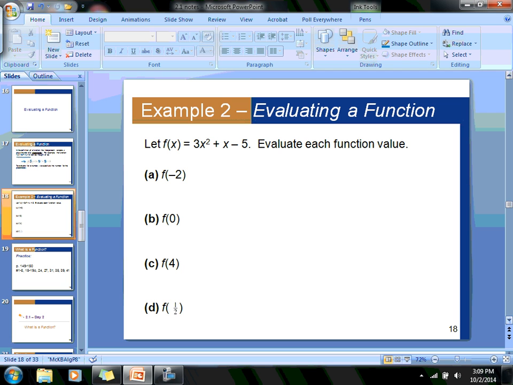Okay, so our last example for today is just to practice evaluating these functions again. So we have 3x squared plus x minus 5 for our function. When I see this notation, f of negative 2, that means I'm going to substitute a negative 2 into my equation wherever I see that x variable. So this will be 3 times 4 minus 2 minus 5, and 3 times 4 is 12. So 12 minus 2 minus 5, that's like 12 minus 7, so that's going to end up being 5 altogether.